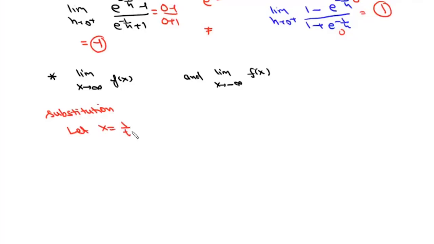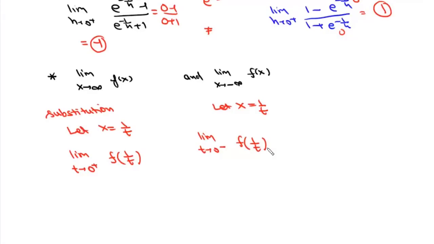x as 1 upon t. Now when x is plus infinite, this t will be 0 positive. So we write limit t tends to 0 positive f(1 by t). And for this x tends to minus infinite limit, if we let x as 1 upon t, we write this limit t tends to 0 negative, since x is negative, then t will be a very small negative number. So we write this as f(1 upon t). So one of the ways of solving these limits is using substitution.